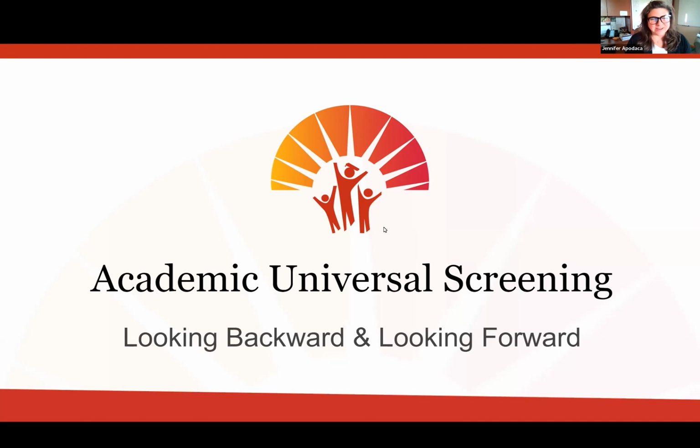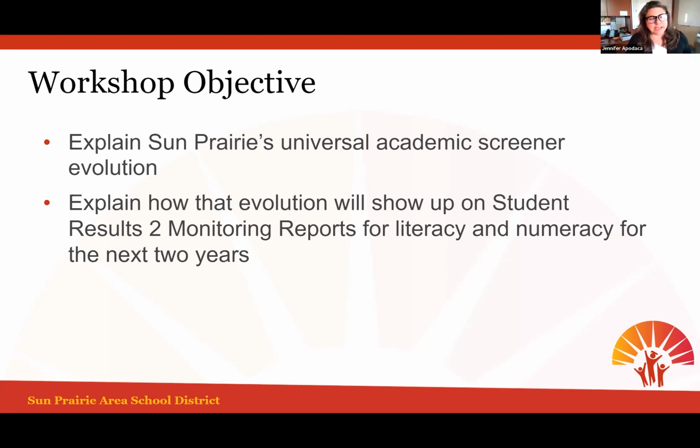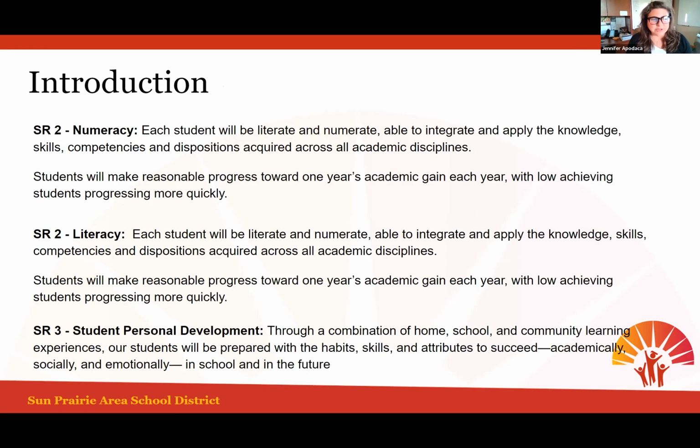I'm Jennifer Apodaca, a Director of Student Services on the Teaching, Learning, and Equity team. During this screencast, I'll explain the evolution of the Universal Academic Screener used in Sun Prairie. Additionally, I'll explain how that evolution will show up on Student Results 2 monitoring reports for literacy and numeracy for the next 2 years. On November 21st, we will bring our student results policies forward for your review.